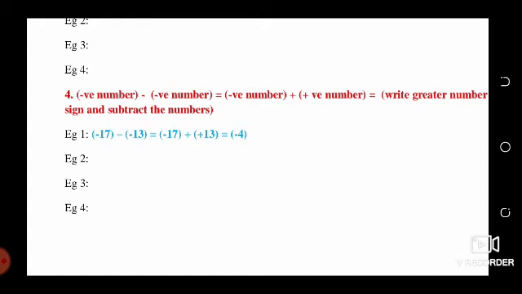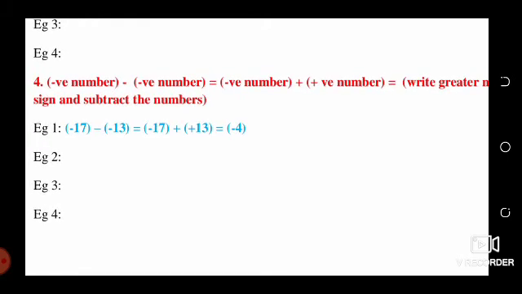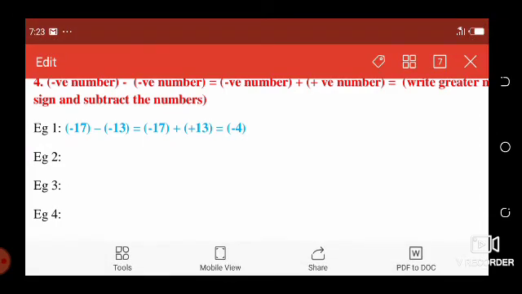Minus 17 subtracted to minus 13. So the first number minus 17, let it remain as it is. The second number minus 13 should be changed as plus 13. In between the symbol should be plus. So now minus 17 plus 13. The greater number is 17. Its symbol is minus. Write minus sign and we have to subtract the numbers. That is 17 minus 13 is 4. So minus 4 is the answer.